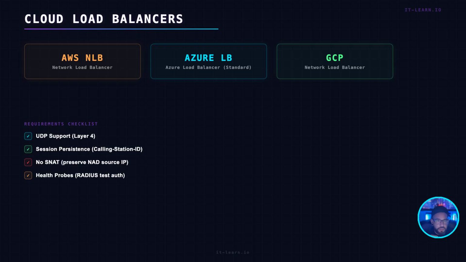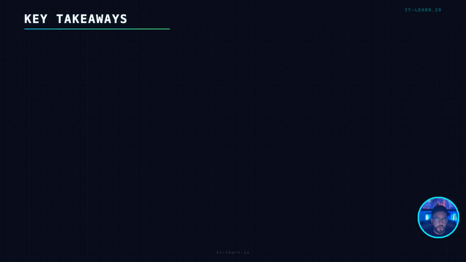Listeners is going to be 1812 and 1813 for the ports, persistence keyed on the calling station ID with NAS IP fallback, no source NAT, and health probes that actually test RADIUS. Those are important. All right, and this is just to wrap the session about load balancers and Cisco ISE.